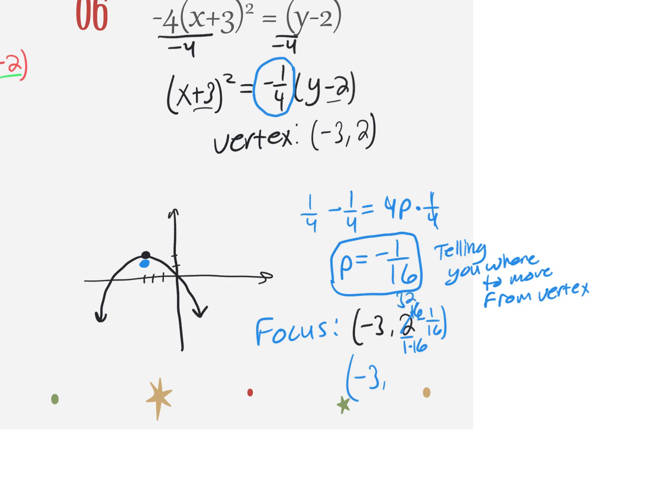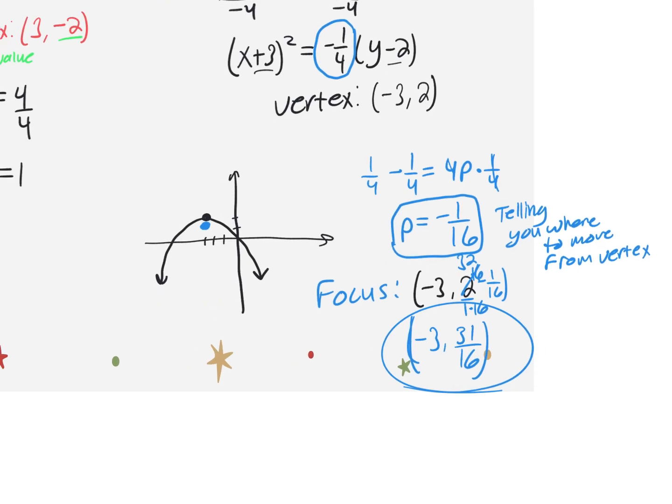And then I get 32 minus 1, which is 31 over 16. So this is my focus, (-3, 31/16). All right, that's about as much work as these get in this section. Not pretty, but also hopefully not super difficult.